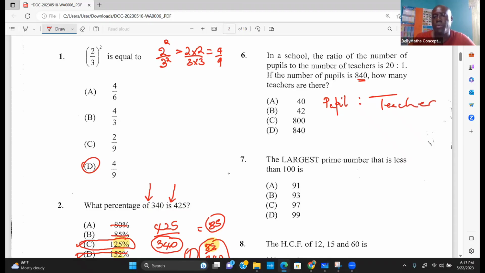So pupils to teacher would be 20 to 1. And if I realize that I have 840, for every 20, I'm going to have 1. So I want to employ division. So this question is saying, hello, could you divide? Regular division. What I like about the multiple choice paper is that they're going to set up the numbers so nicely. You will never get numbers that you can't work with. Never. It's always going to be numbers that you could flow with easily.